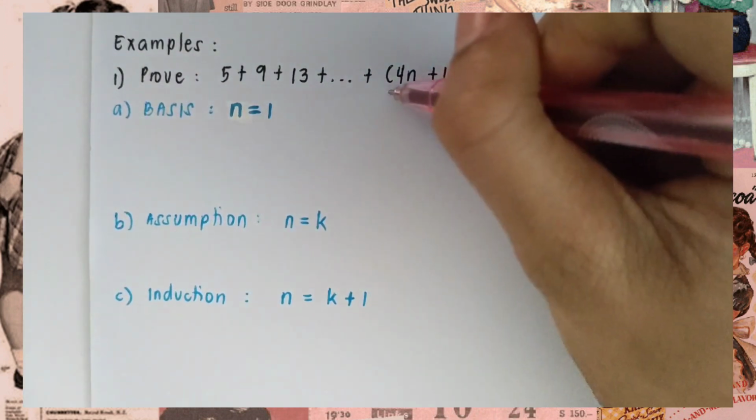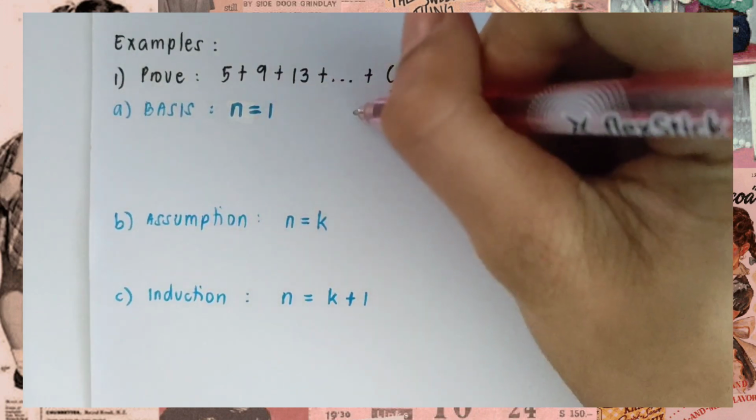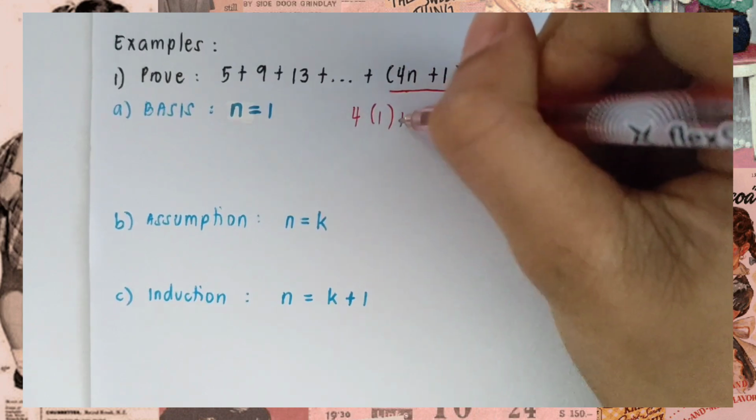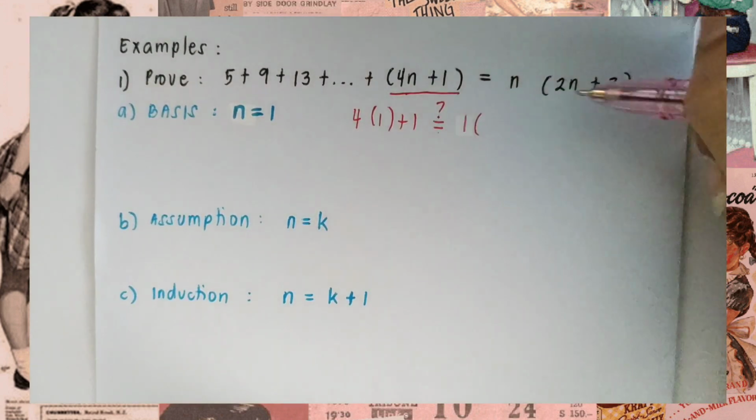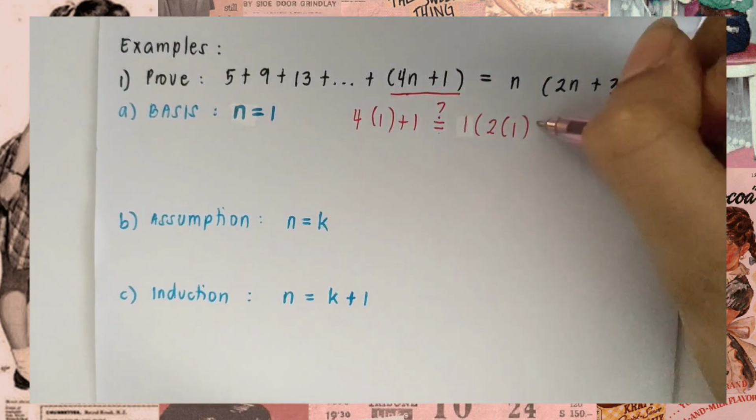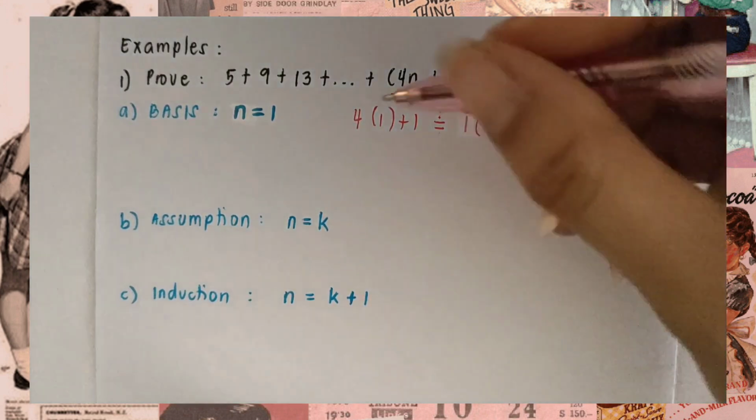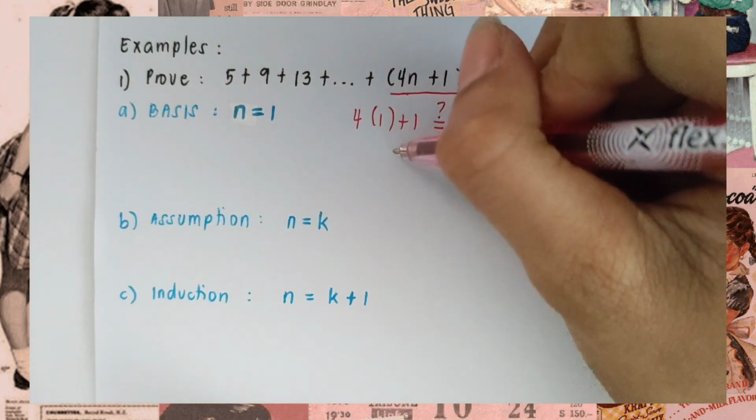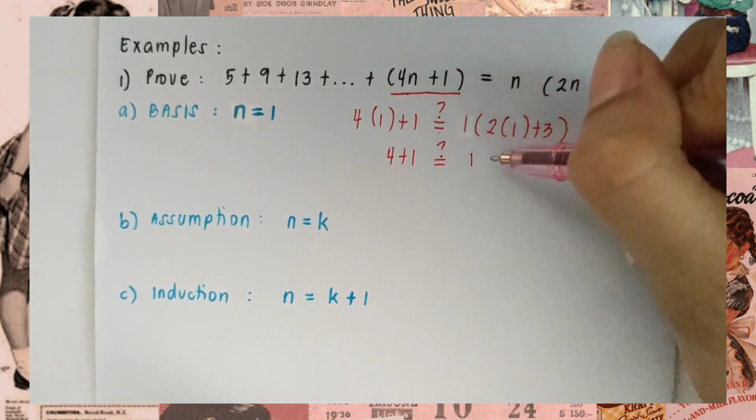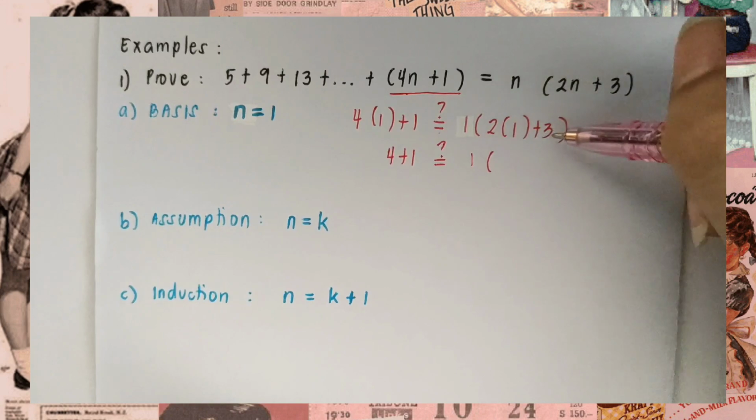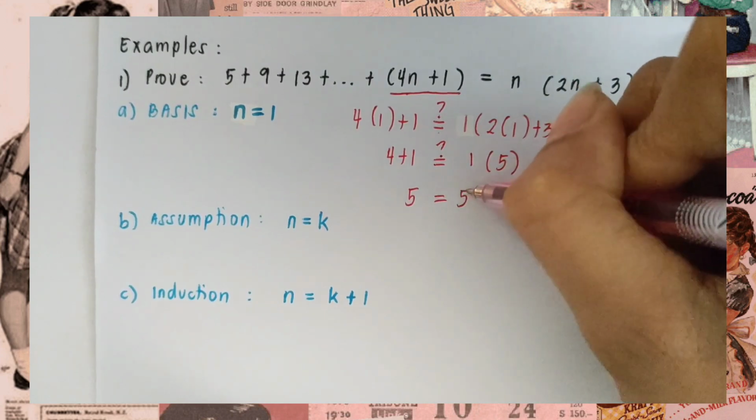So this one, 4n plus 1 will be 4 times 1 plus 1. Will it be equal to 1 times the quantity of 2 times 1 plus 3? Okay, let's compute. 4 times 1 is 4 plus 1. And then 1 times 2 times 1 is 2 plus 3. That is 5. 5 is equal to 5.